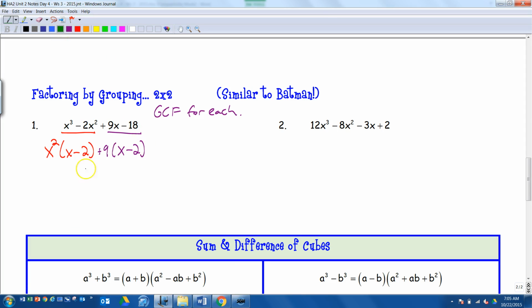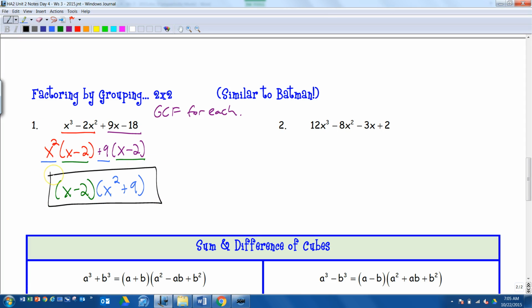Factoring by grouping only works if these match. And in this case they do. So our final answer is we take one of those and then we take the outside pieces. And then that's our final answer, because we cannot factor x squared plus 9 any further.